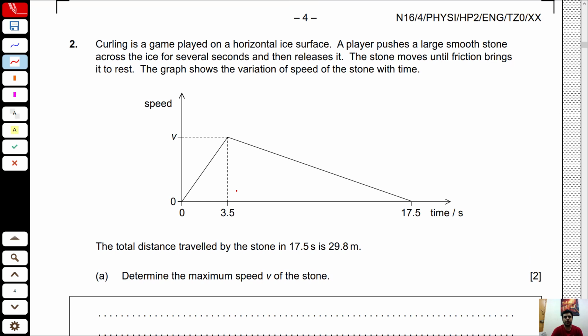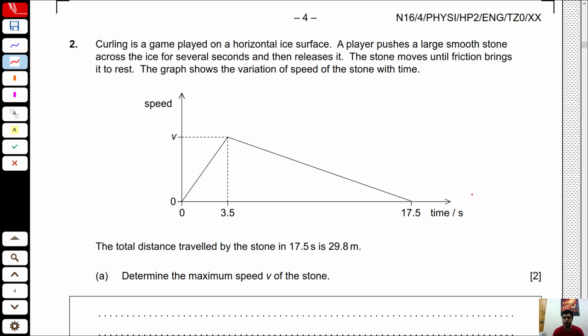Question number 2. Curling is a game played on a horizontal ice surface. A player pushes a large smooth stone across the ice for several seconds and then releases it. The stone moves until friction brings it to rest. The graph shows the variation of speed of the stone with time.